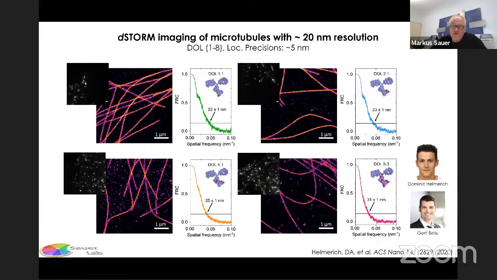But just recently we could publish a paper, and this was work done by Dominic and Gertie in my group, where we could demonstrate that the degree of labeling doesn't matter for dSTORM imaging. The only thing that changes with increasing degree of labeling is that the background non-specific labeling increases. So for the higher DOL antibodies, you have more background signals because antibodies tend to bind non-specifically if there are more dyes attached to the protein. But the localization precision doesn't change, only the Fourier ring correlation, so the structural resolution slightly decreases with the degree of labeling of these antibodies.